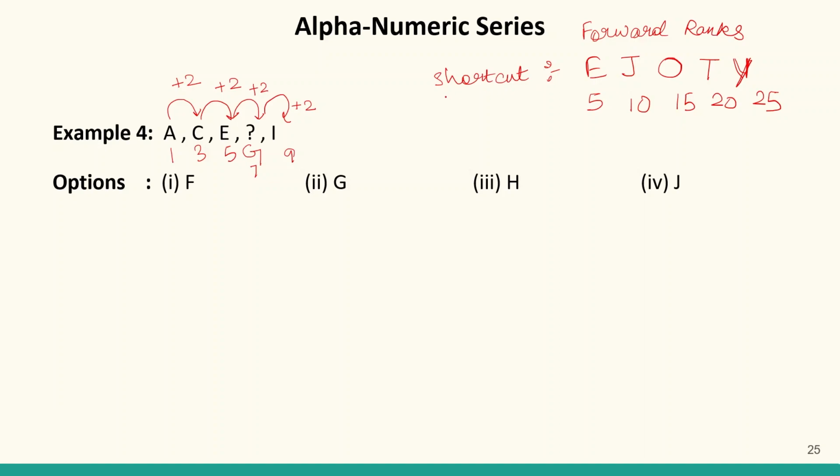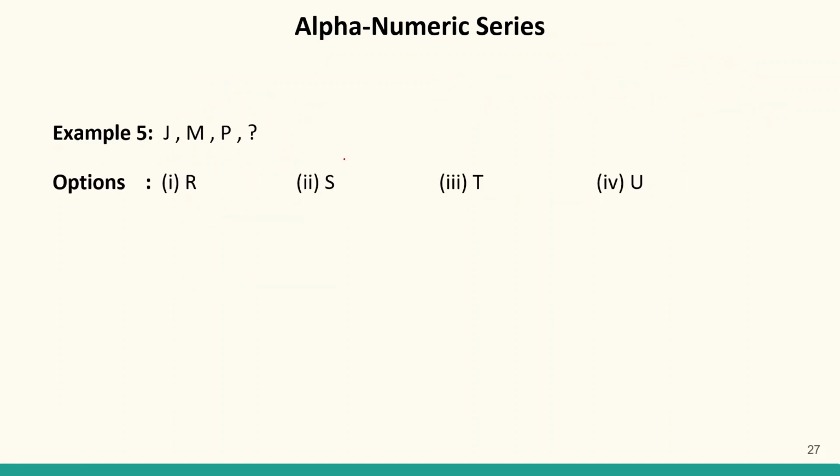Okay, so you can either follow this shortcut, or if you have the option to write it down, you can write it down somewhere, or you can also count on your fingers. Like I said, A, then B, then C, increment of 2, then D, then E, increment of 2, F, G, similarly H, I. So you can use your fingers, the shortcut, write it down, or remember the ranks if you can. So the answer to this question will be option 2, G.